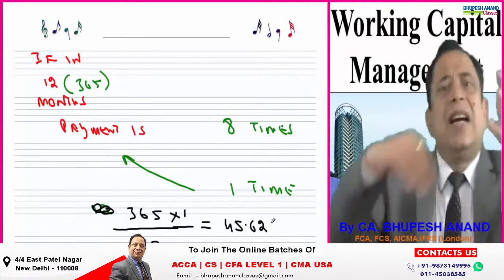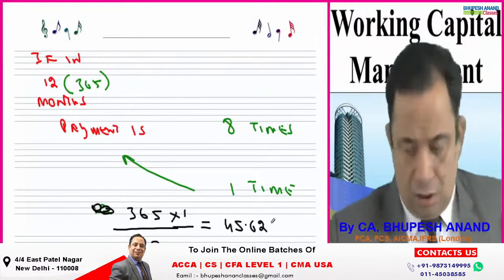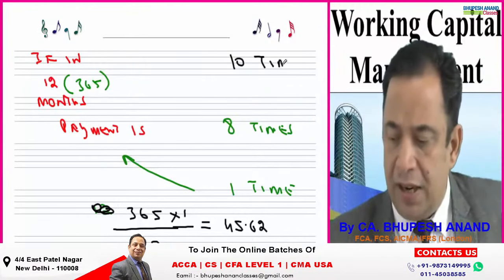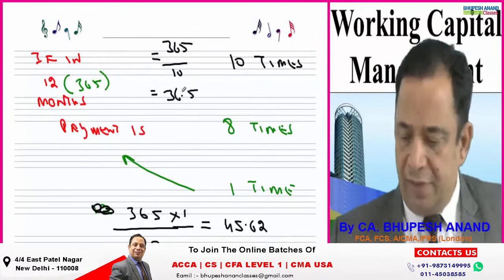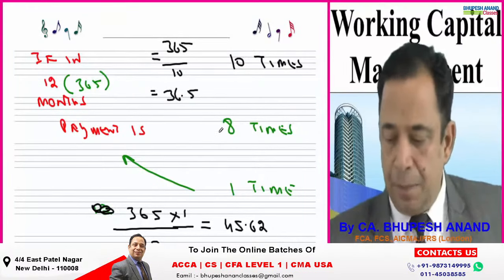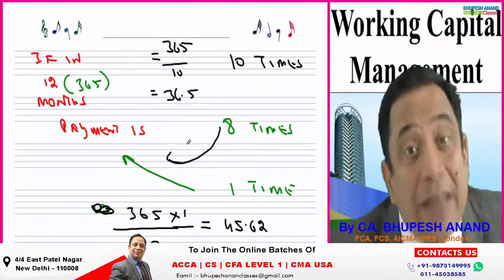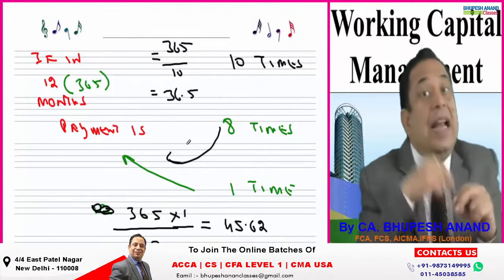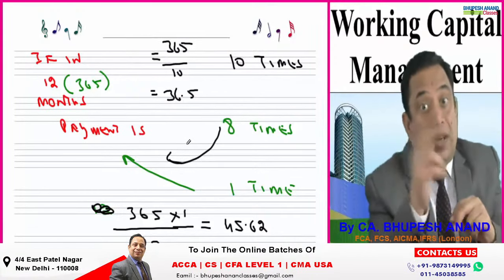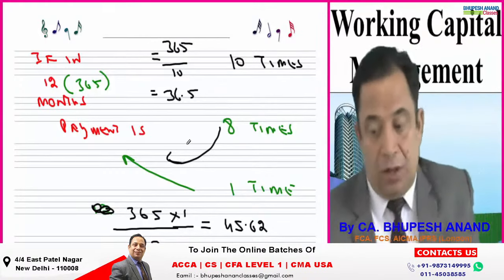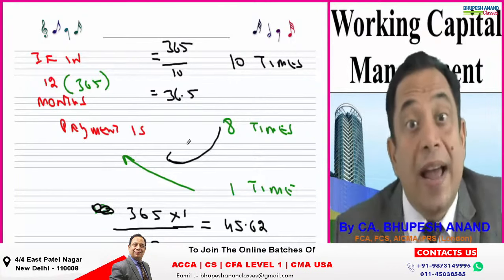Now, supposingly there is another entity whose creditors accounts payable ratio is 10 times. Let it be 10 times. Now, what will be the relevance? Then it will be 365 upon 10. That comes to 36.5. Now, please tell me whether the entity having 8 times as the accounts payable ratio is better, or an entity having 10 times as accounts payable ratio is better. Now, if we calculate in number of days, the days will be 36.5 in that and 45.62 in this.